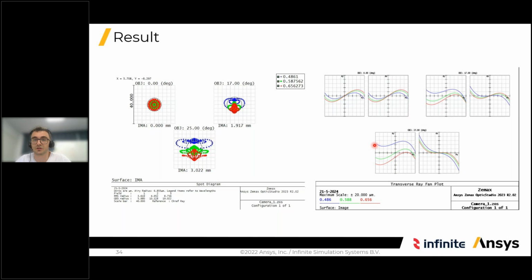But we see that there are a lot of so-called chromatic aberrations. So the different colors behave differently. Red, green, and blue all behave differently. So we need to later fix the chromatic aberrations.